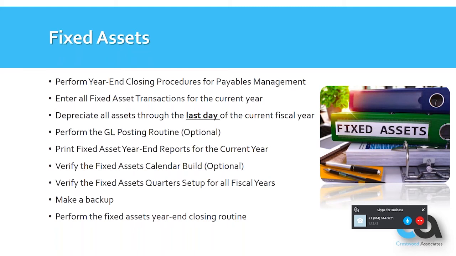So looking at the different steps that we'll want to go through for the fixed assets module. As I mentioned, you'll want to make sure you have payables done, which we just went through. You'll want to enter all of your fixed asset transactions for 2018. And then, this is important, you'll want to make sure that you run your depreciation and depreciate all of your assets through the current year. So you'll want to have them depreciated through December 31st, 2018, assuming you're on a calendar year. This way, you know that you have correct year to date and life to date depreciation amounts stored with each asset.